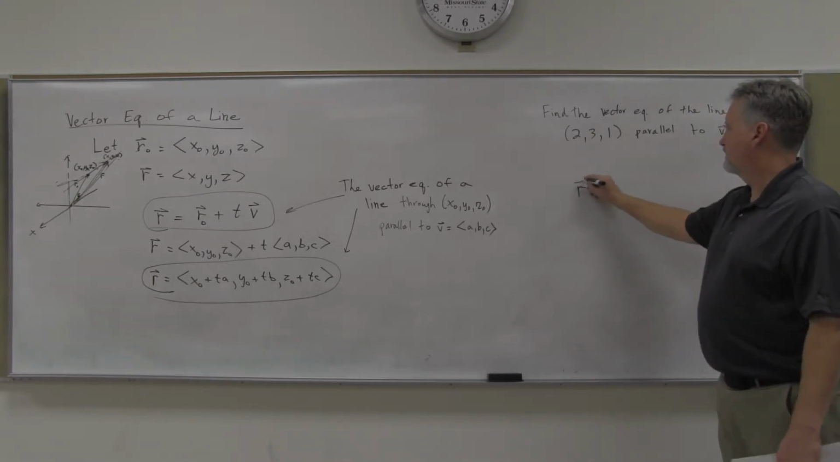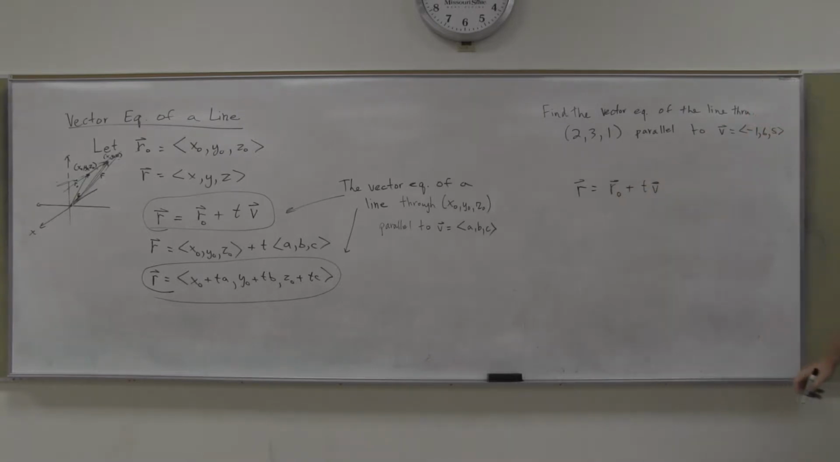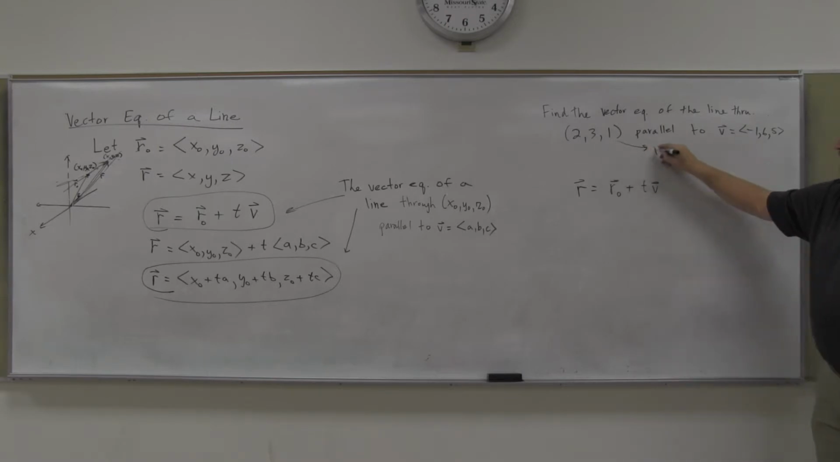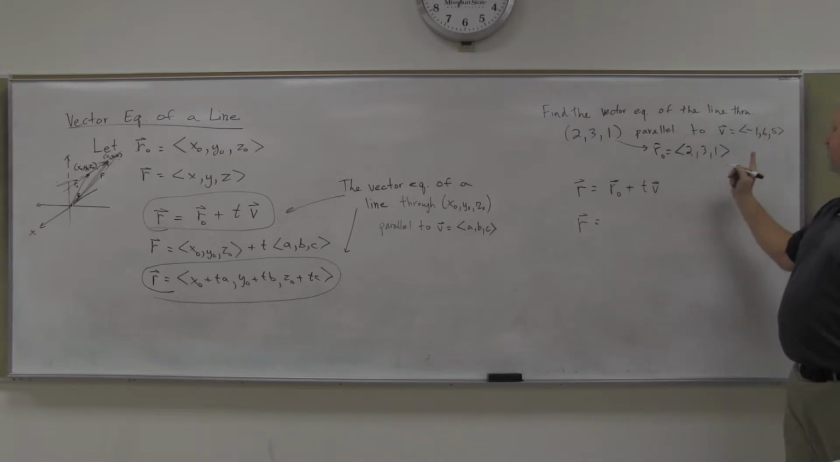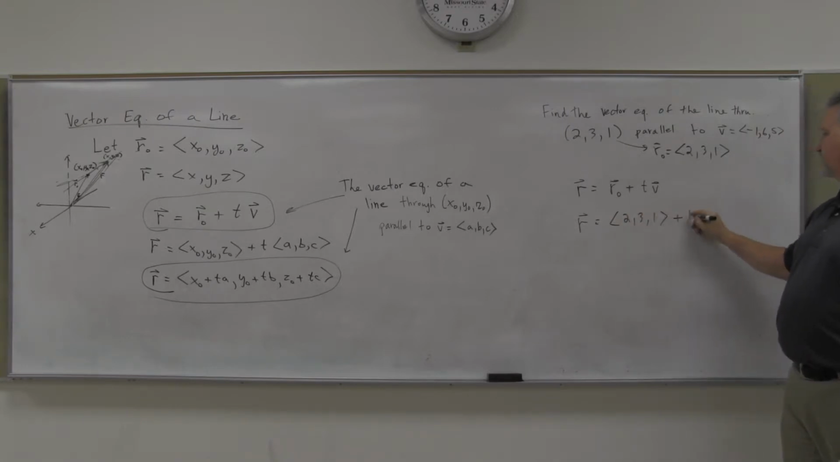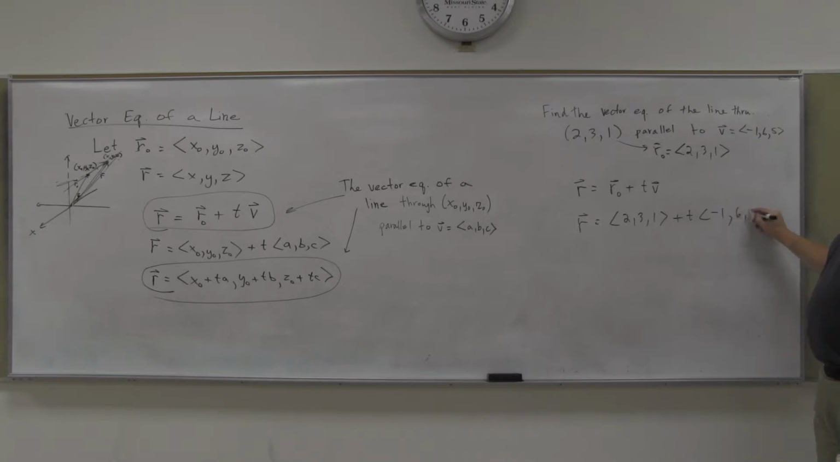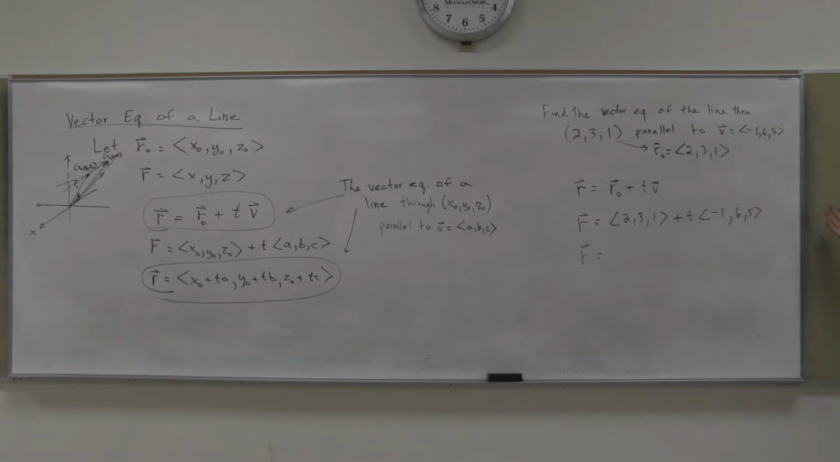So it says R equals R0 plus T times V. That's probably the easier way to remember it. And R0 is just the vector made out of that point, 2, 3, 1. And so R is 2, 3, 1 plus T times V, -1, 6, 5. So if we add those two vectors, you're just adding the components, right? So it'd be 2 minus T, 3 plus 6T, and then 1 plus 5T.